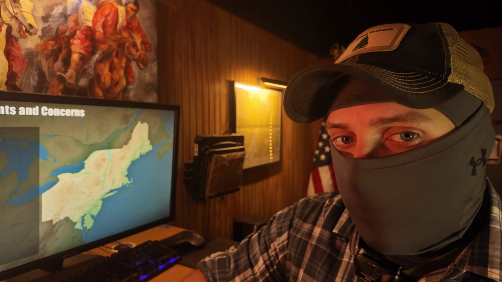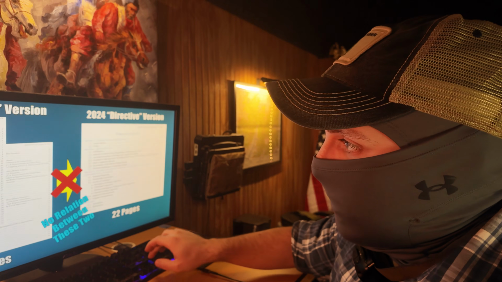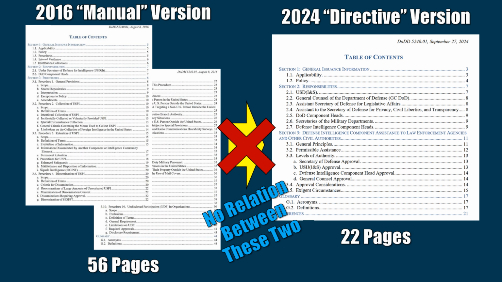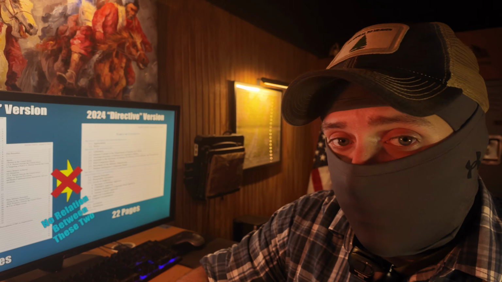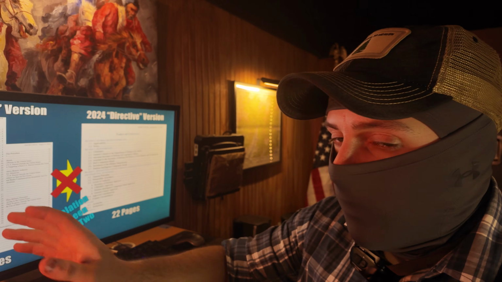The very first thing that we need to understand is that there is a trouble with the naming of this document. You might be inclined to see the number 5240.01 and think that it's all just one document. This is not true. There is a DoD manual 5240.01 and there is a Department of Defense directive 5240.01. I don't know why the Department of Defense chose to use the same exact number. I think they were probably trying to combine these at some point, and we'll get to that in a moment. But the manual was written in 2016, and it is 56 pages long. It is still in effect, okay? So that document is still in effect.